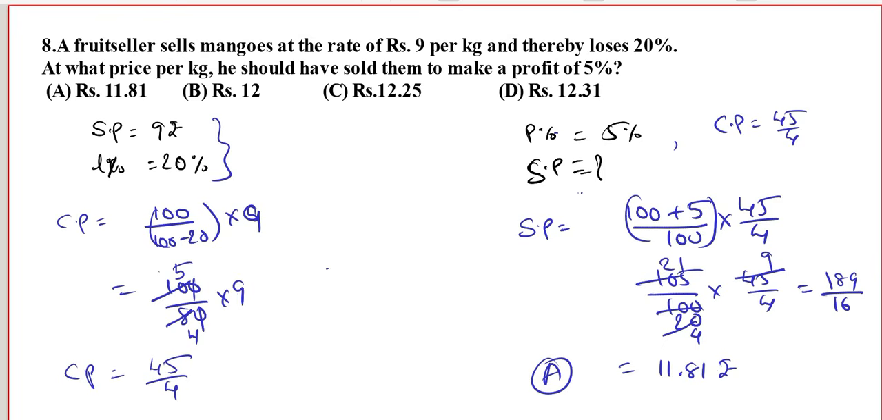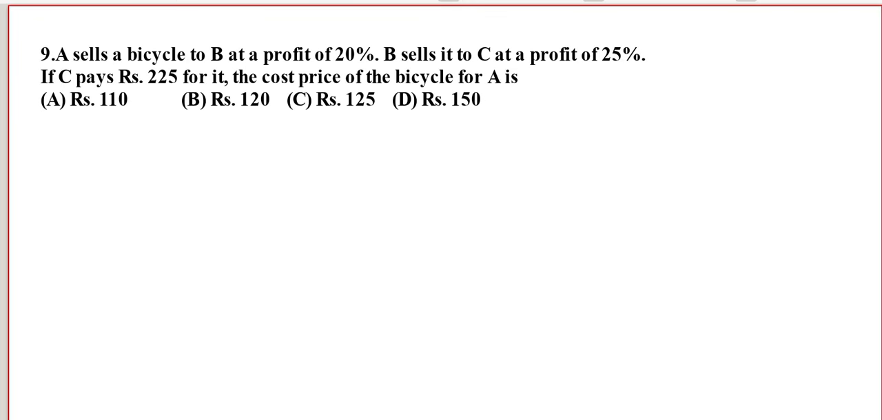Now, let us see the next question. A sells a bicycle to B at a profit of 20%, and B sells it to C at a profit of 25%. If C pays 225 rupees for it, we are asked to find the cost price of A. Suppose we have three persons A, B, C. Suppose A's cost price is X and he sold it at a profit of 20%. So B's cost price becomes what?